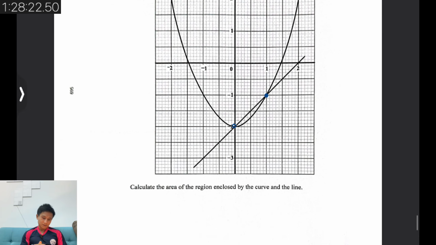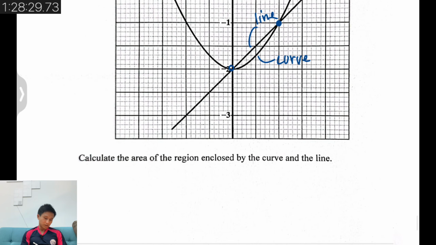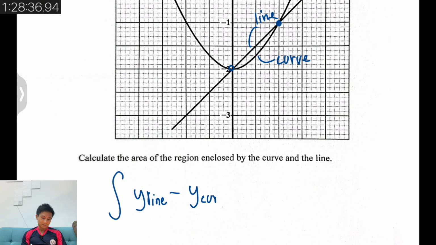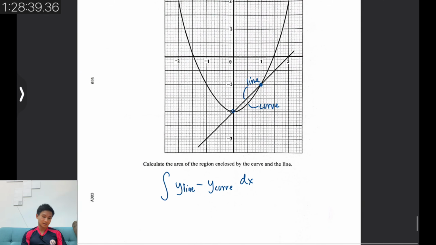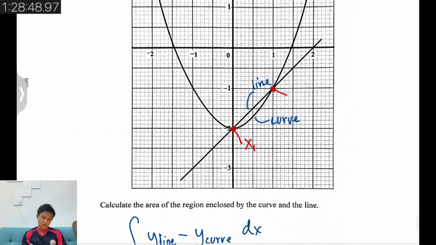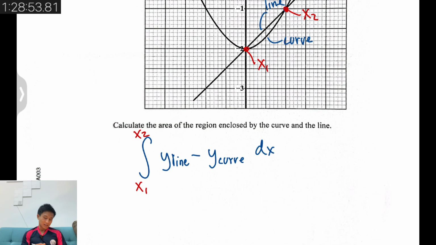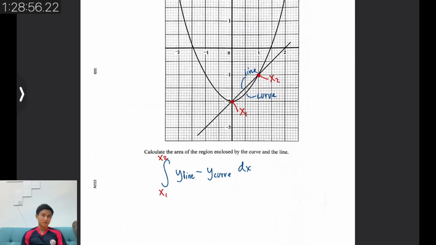Well, that's easy because this is where the line is above the curve. So this is the line, this is the curve. So we can do the integral of y line, because the line is above, and subtract y curve there, dx. That's it. Now we need to find the intersection here first, and let me call this x1. Well, that seems to be 0, but we're going to prove that. This is x2, and we're going to use the bounds to be x1 and x2 like that. So that should give you the area.